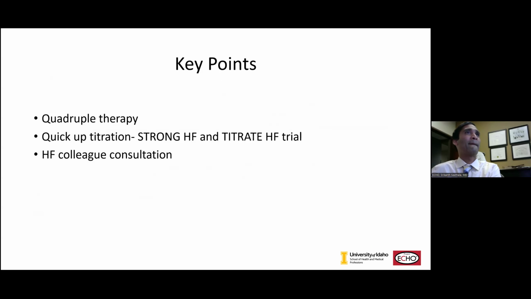Next slide. And key points: quadruple therapy is important. Quick up-titration, the STRONG-HF trial and TITRATE-HF trial are the two trials that showed us that we can up-titrate the GDMT quickly and aggressively, but with a caveat that you need to have a big team. It's not like I'm going to go just because I want to go. We need to go with a good roadmap, and your team has to contact the patient, and the patient knows when to call and when not to call you. And when there is nothing called when not to call, anything you have a doubt, call us, kind of an attitude. We need to be available for them 24/7.